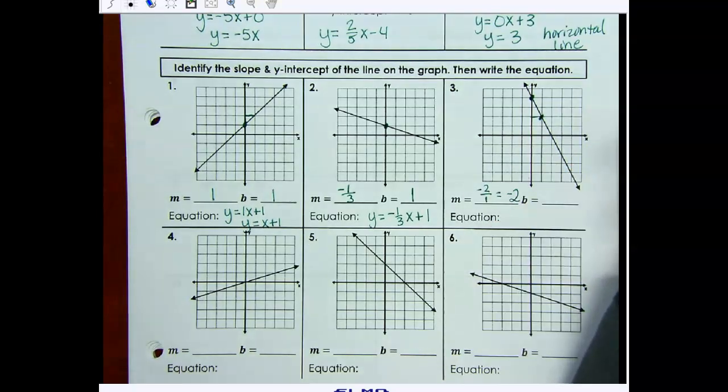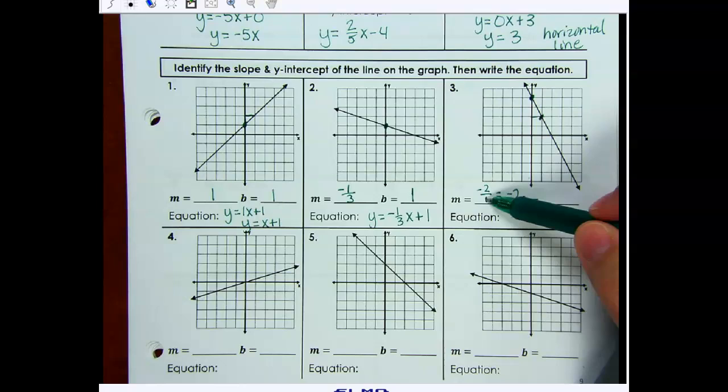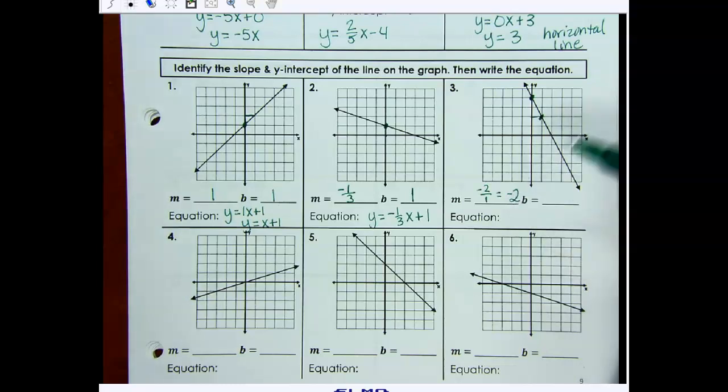Now, on the quiz we had before Christmas, there were a lot of people that missed this. There was a problem that had this slope of negative 2, and you guys told me it was negative 1/2. That happened a lot. It's not negative 1/2. So negative 2 over 1 is negative 2. So make sure that you're not flipping fractions when you're not supposed to.